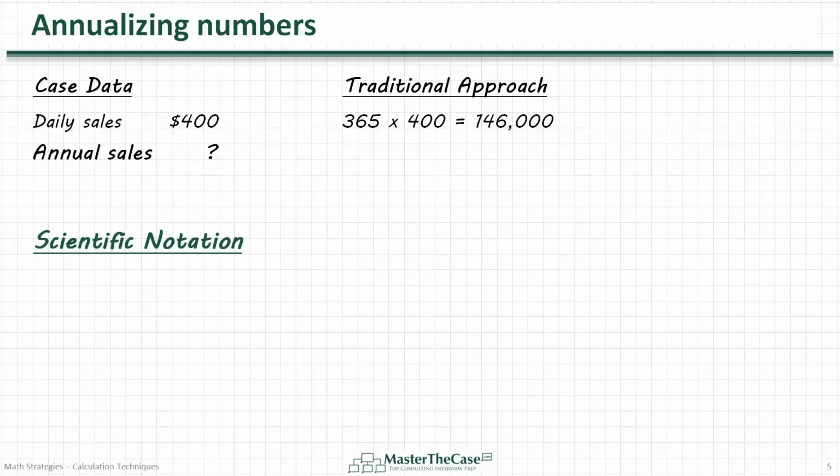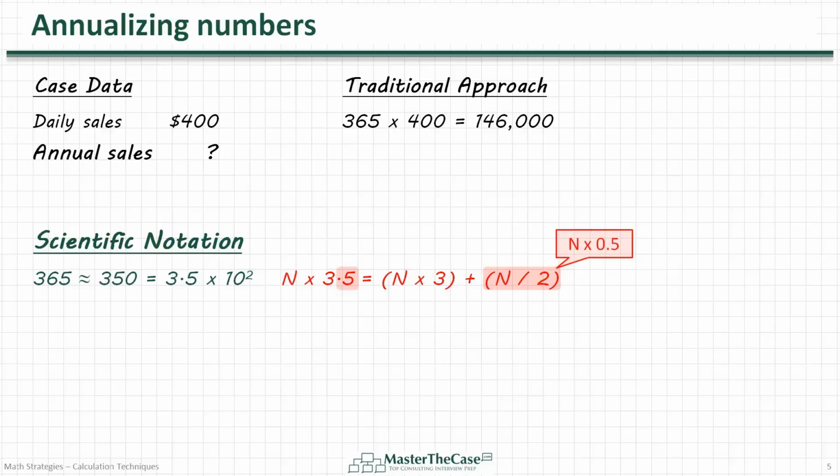The first one is the scientific notation method, familiar to us. Specifically, we'll first round 365 to 350, which is acceptable for most interviewers. Then we'll express 350 as 3.5 times 10 in second. Note that 3.5 is a calculation-friendly number because a number multiplied by 3.5 is equal to that number multiplied by 3 plus that same number divided by 2, where the n divided by 2 element is equivalent to n times 0.5, where the 0.5 corresponds to that in the original 3.5 figure.